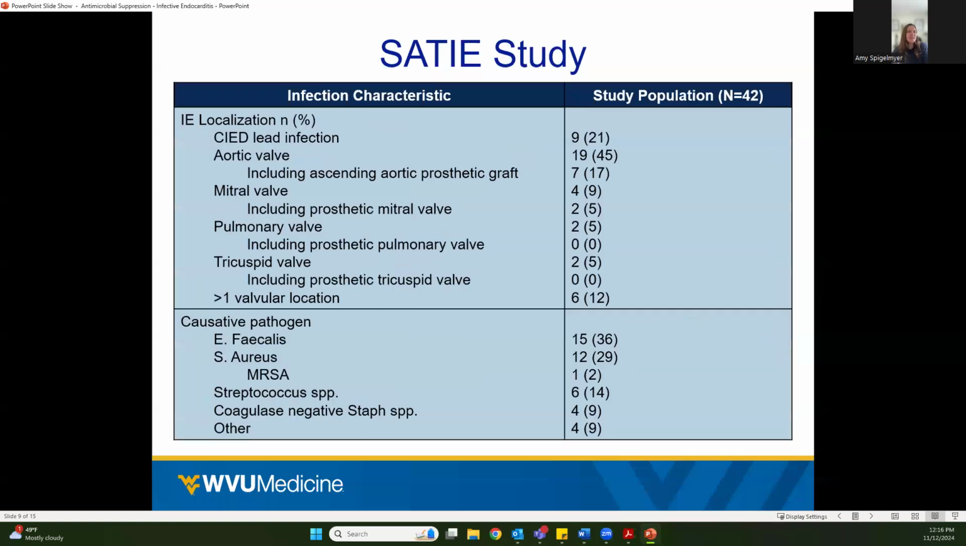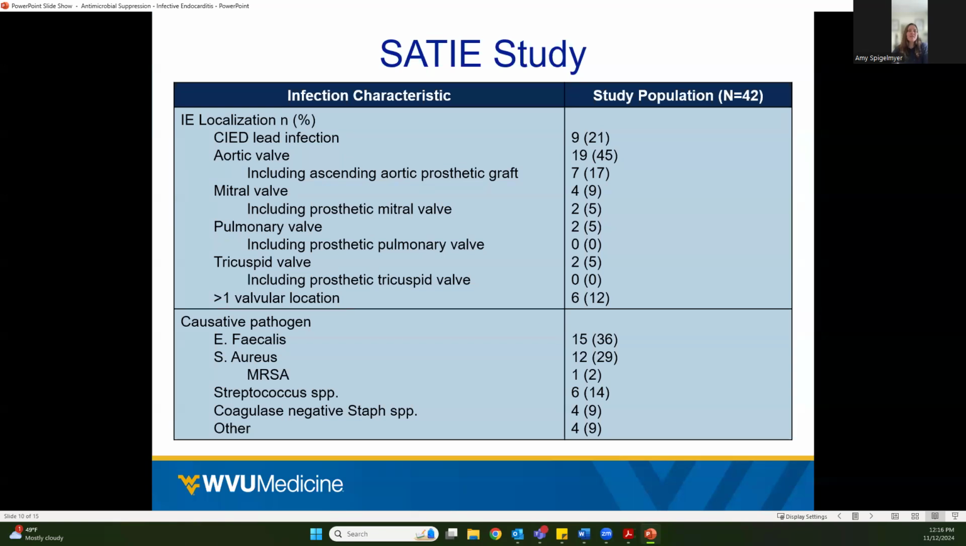On the next slide here, they describe the actual infective endocarditis localization that required suppressive antimicrobial therapy in this study. I know this is a bit of a laundry list, but 21% had an ICD-related infection, 45% had aortic valve infective endocarditis, 17% had an aortic prosthetic graft involved as well, 9% had mitral valve endocarditis, and only 5% had prosthetic valve endocarditis here.